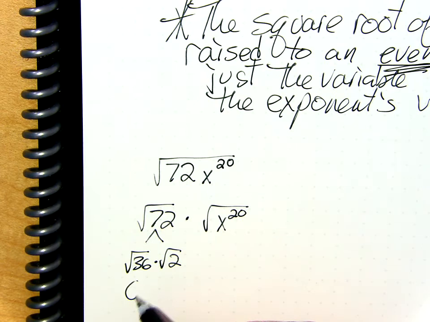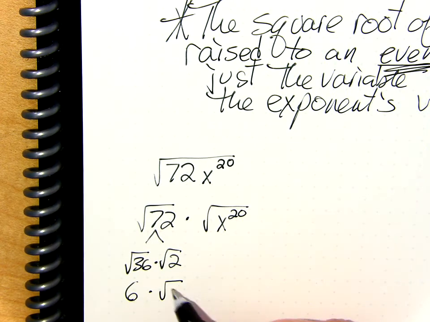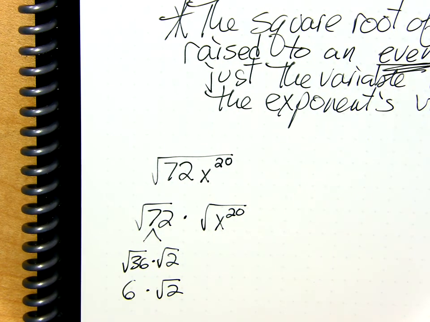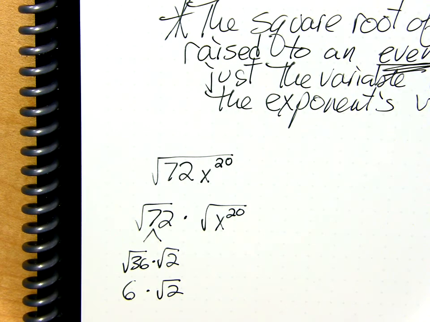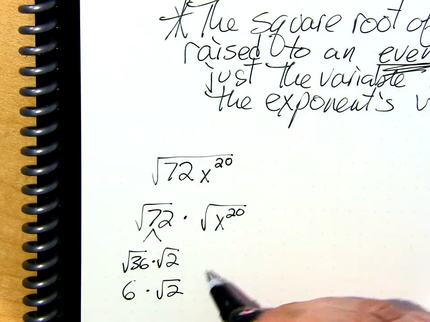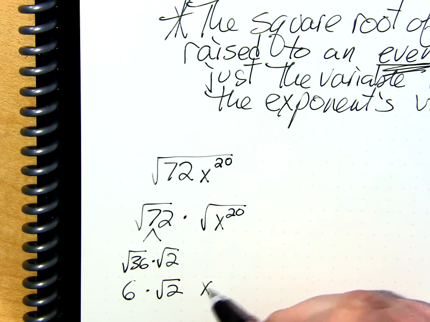So that just gets me 6 times the square root of 2. Okay? Now let's handle this square root of x to the 20th. What is the square root of x to the 20th? X to the 10th. So I'm just going to bring that down.